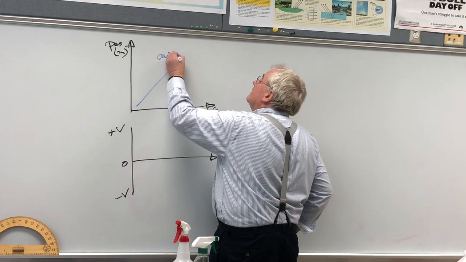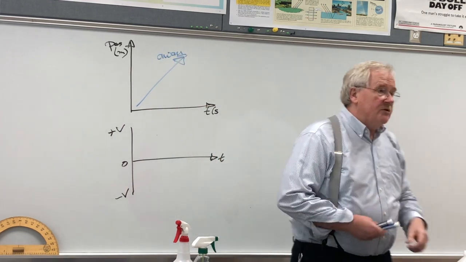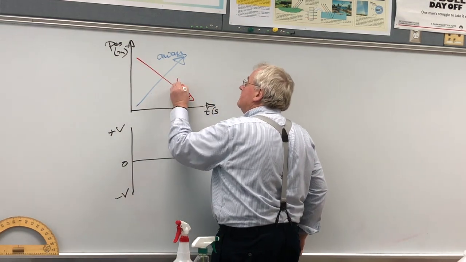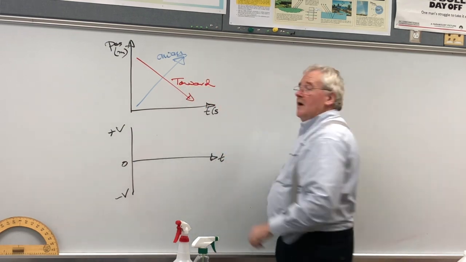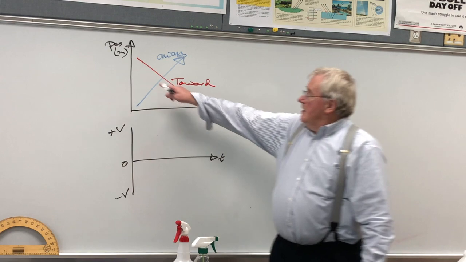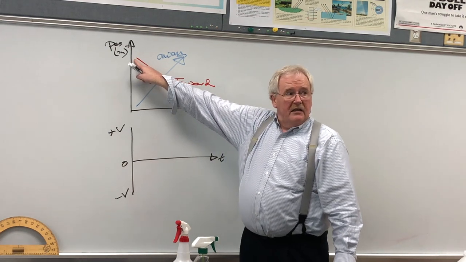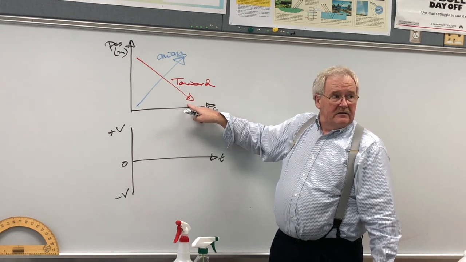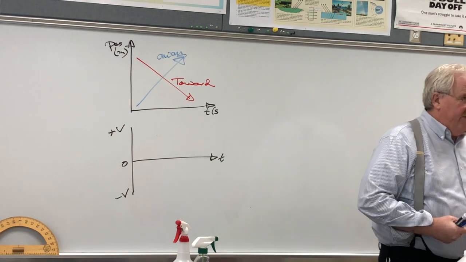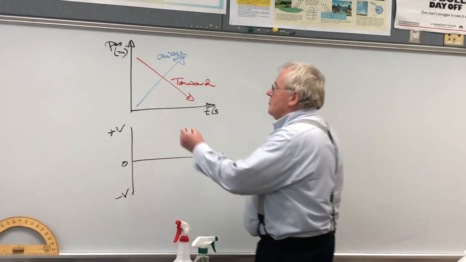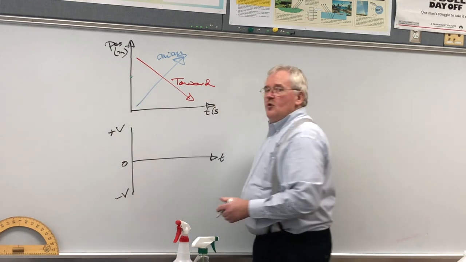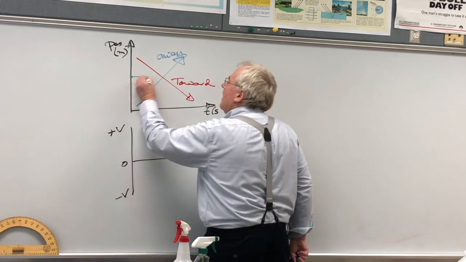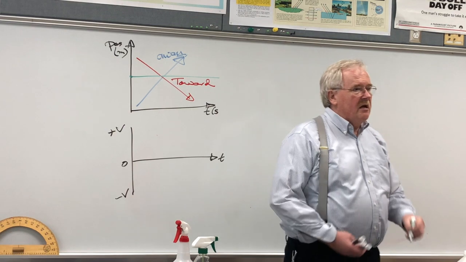I'll do away here. If I want to do something towards, it's going to be like that, right? Because the position I started at is further away than the position I end at. And if I want to show that I'm not moving at all, my position does not change. That means that I'm going to have a horizontal straight line.